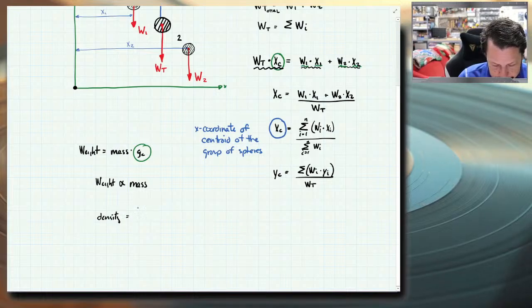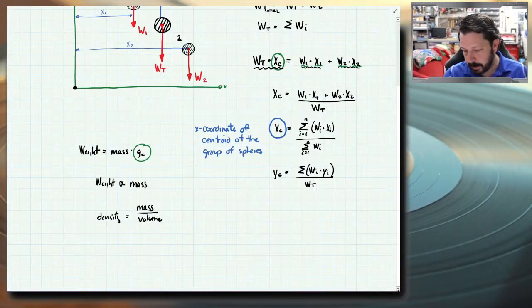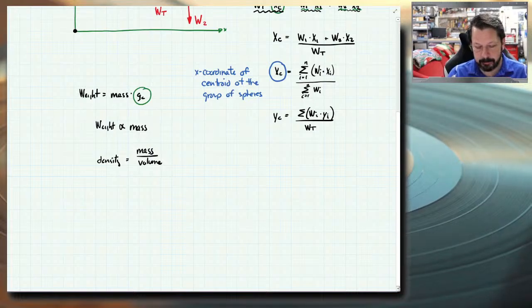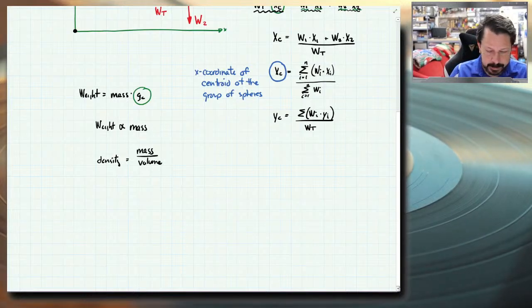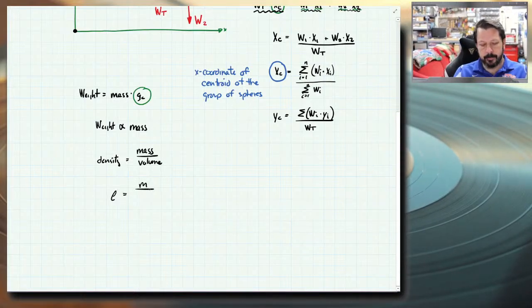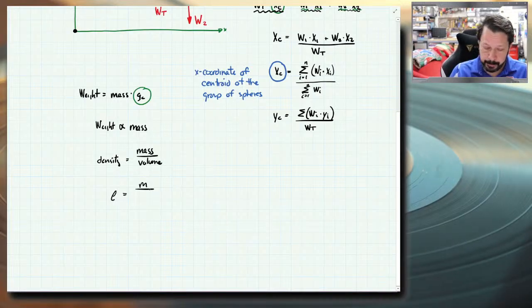And then I could say, all right, density is equal to mass over volume. We just know that. And from here I could say, okay, mass has to do with the amount of material that I have. Density, let's just put rho, equals m over V. Density is just a material property.